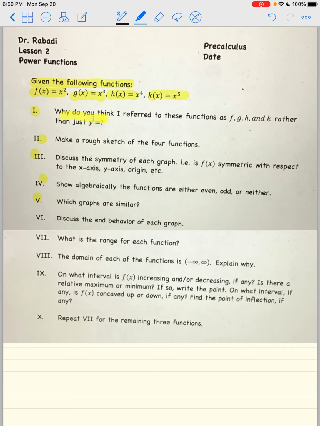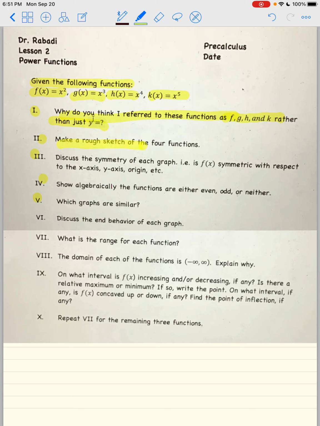1. Why do you think I refer to these functions as f, g, h, and k rather than just y equals? You can pause the video, think about the answer, and then hit the play button. I refer to them as f, g, h, and k rather than just y's because I'm going to be confused if I just keep writing y equals, y equals, y equals, okay? So that makes it much easier to identify which function you are referring to.